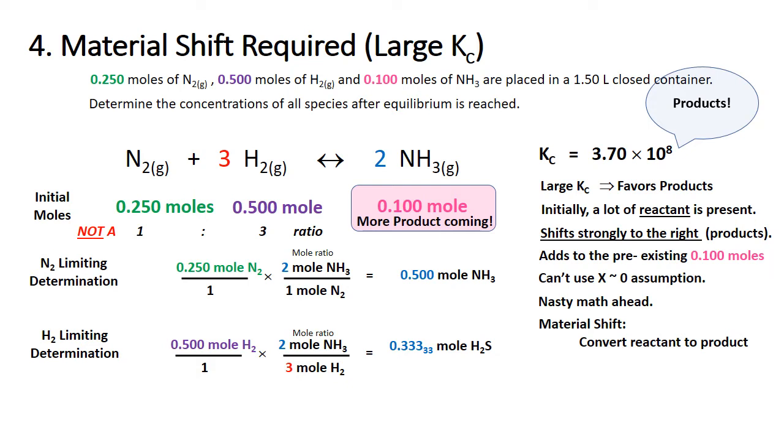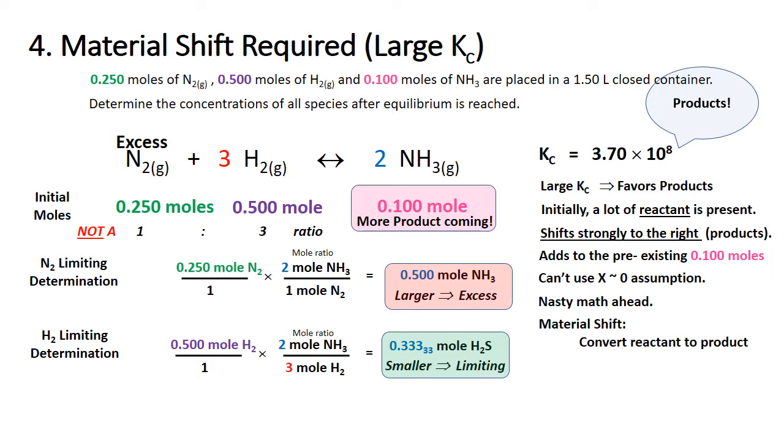Okay, with these two predictions, we're in a good place where we can decide which one is limiting and which one is excess. The one on top is clearly the larger value, and it is associated with the reactant, which is the excess reactant. And we identify nitrogen as the one that was given to us in excess. The lower value, 0.333, is the one that's associated with the limiting reactant, H2. H2, being the limiting reactant, is the one that is going to be completely used up and will attain a value of 0 as a result of the material shift that we're about to perform.